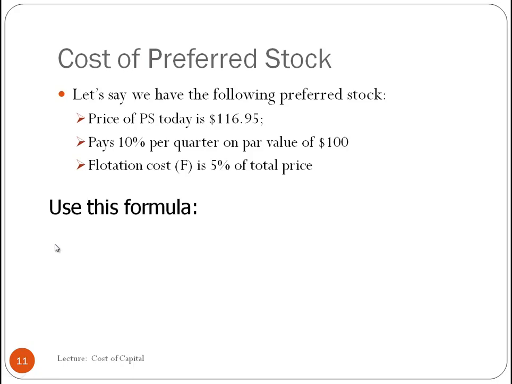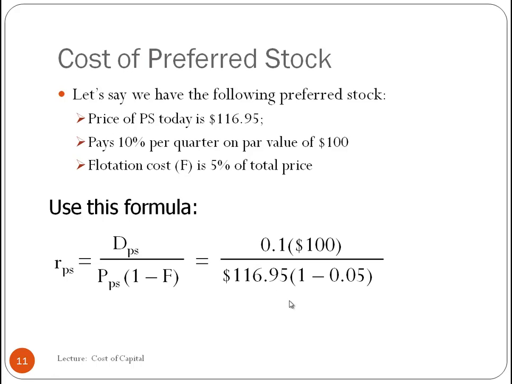So what can we do to calculate this? All right, well, let me give you a formula here. What we can do is say that the cost of the preferred stock is equal to the dividend divided by the price times, we have to back out the flotation costs. So it's the amount of money that we receive after paying for the flotation costs in the denominator. And in the numerator, it's the dividend that's being paid out. So let me just fill in the numbers and we can talk about that for a moment.